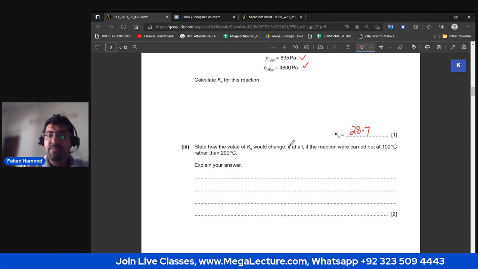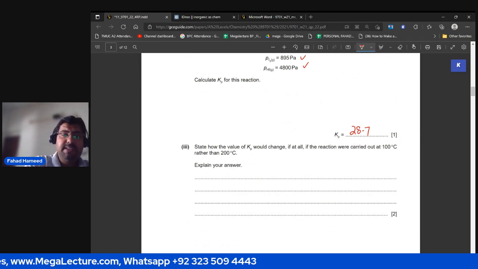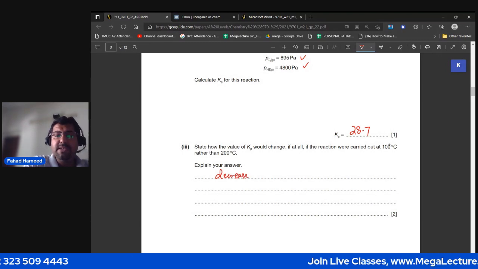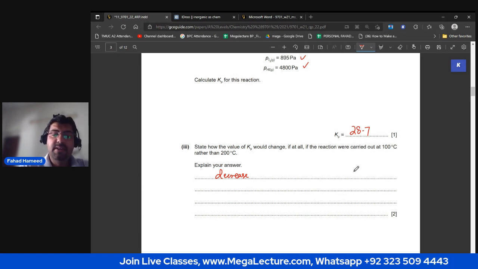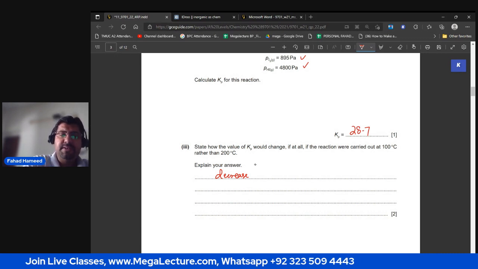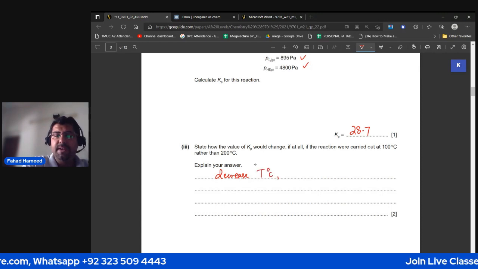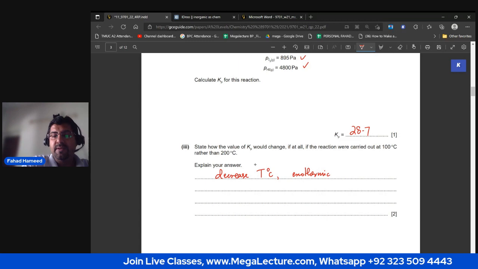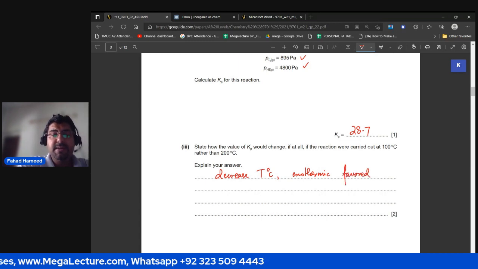State how the value of Kp would change, if at all, if the reaction was carried out at 100 degrees centigrade. So you're decreasing temperature. Now temperature is one thing where the value of the equilibrium constant, Kp and Kc, they both change. So you're decreasing temperature, and when you decrease temperature, what should happen is that the exothermic reaction, according to the Le Chatelier principle, should be favored.